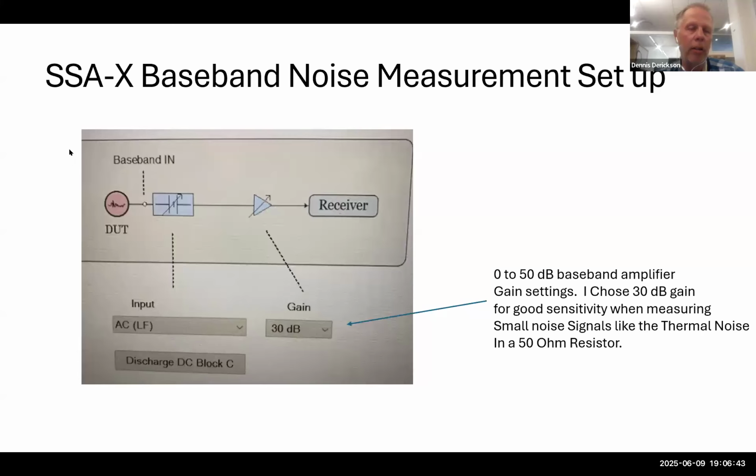When you go to the SSIX baseband noise measurement system, it just shows a device under test, which is noise, an AC coupling capacitor, which you can change, and then it has variable gain. In our case, you can go from 0 to 50 dB. But actually, inside, there are two parallel amplifiers, which I'll show you in a second.